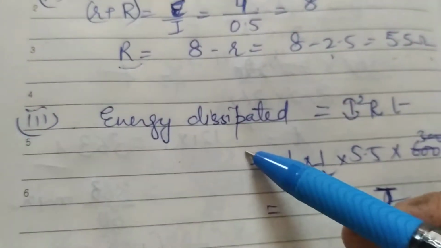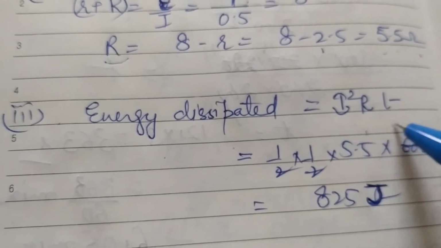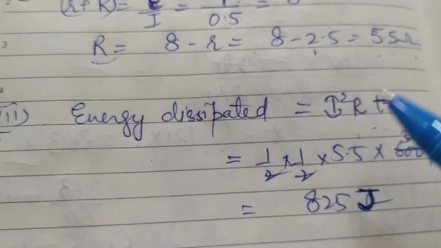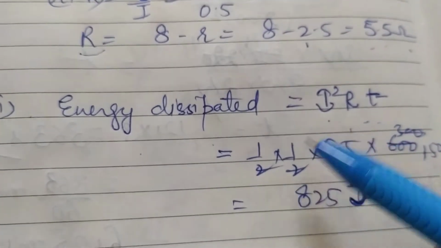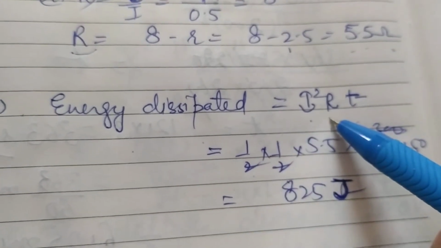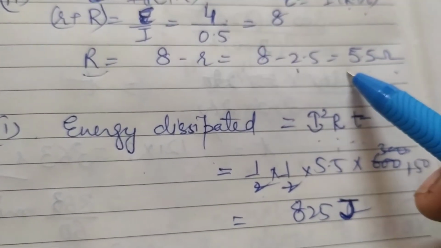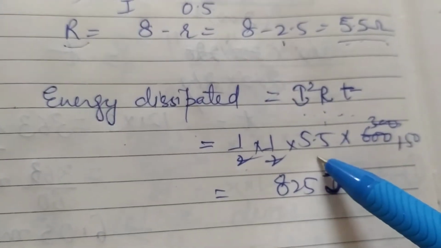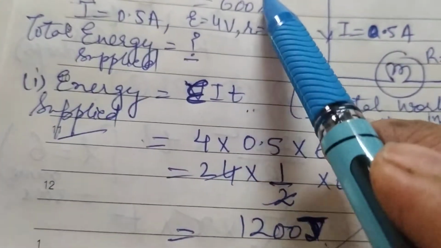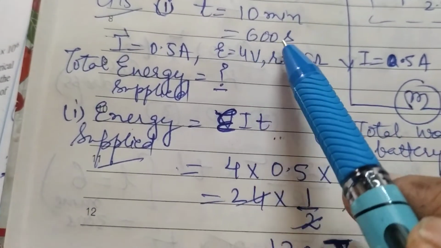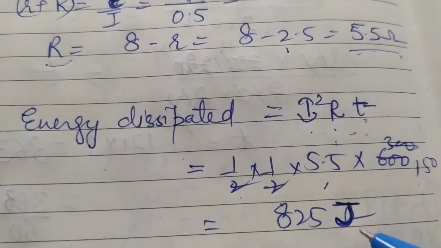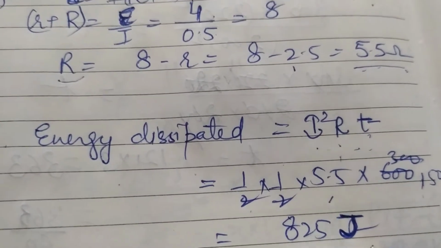The last part is energy dissipated. Now energy dissipated will be calculated for that bulb. So for that bulb, again the current is the same 0.5, which gives I squared, but the resistance of that bulb will be used. Now that resistance we have calculated, and we will substitute it here. Time is 10 minutes given, so it will be changed to 600 seconds and substituted here, and after some calculations you will get this answer 825 joule.